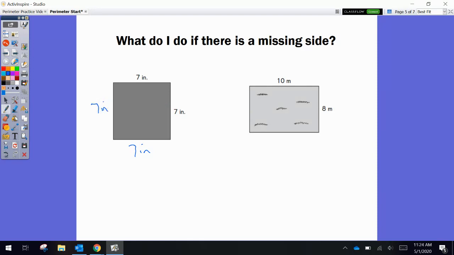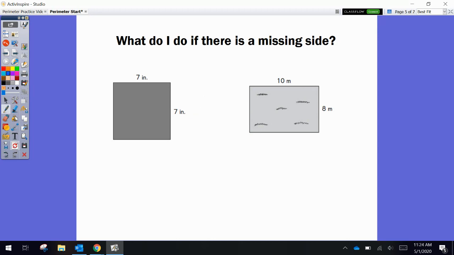Now, for those of you who are really good at your multiplication facts, we could say 7 times 4, which is 28 inches. If you're not good at multiplication, you could always add the sides. Once again, we could use our associative property, put these two together, 14 and 14, and we still get 28 inches.